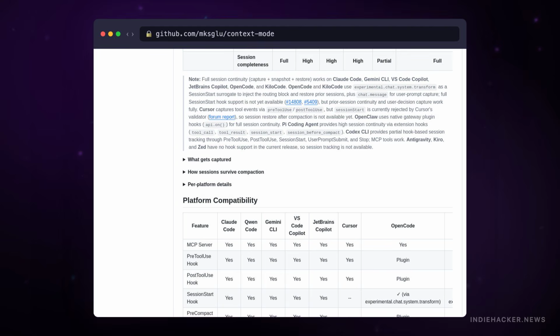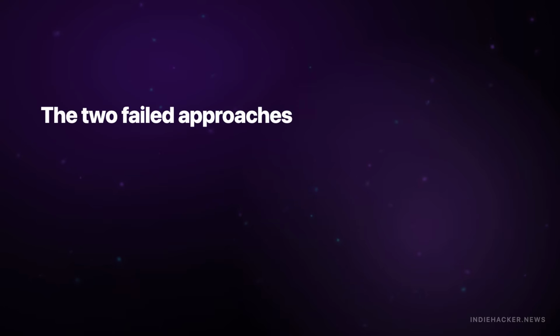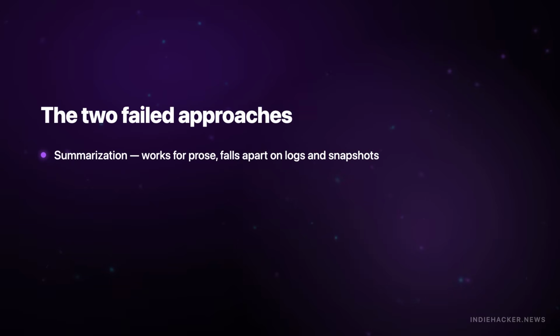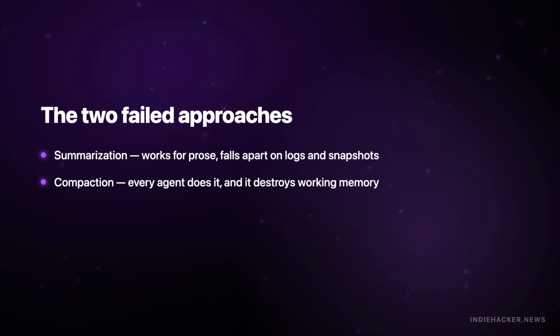Here's why this is different from every other context optimization people have tried. The usual approach is summarize. You finish a tool call, you summarize the output before it hits the context. That works for prose. It falls apart on logs and snapshots. The other approach is compaction, which every coding agent already does, and the compaction ironically destroys the working memory you needed. Context Mode does neither of those things.